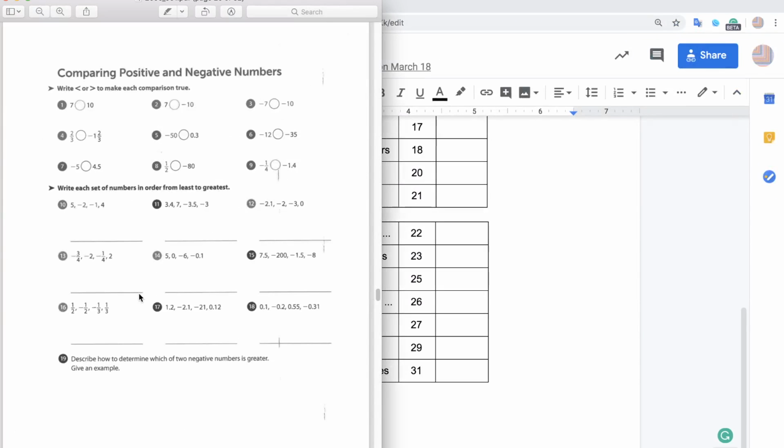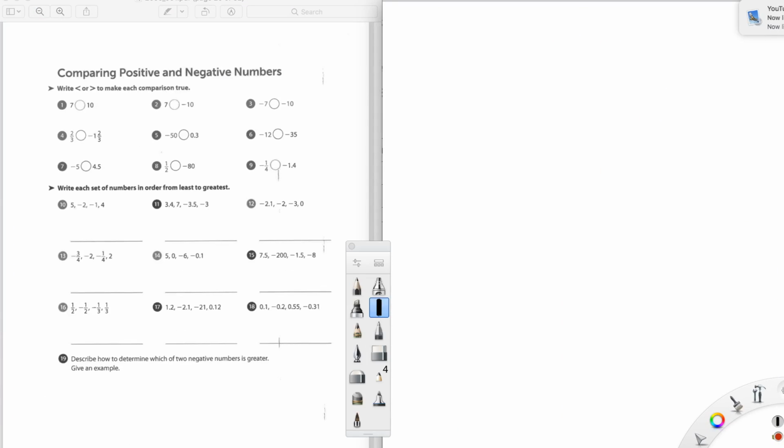Looks like this. For this, it says we are comparing positive and negative numbers. And you're going to have to use one of these two to compare them. Those, if you forgot, are called inequalities. And this one means greater than.